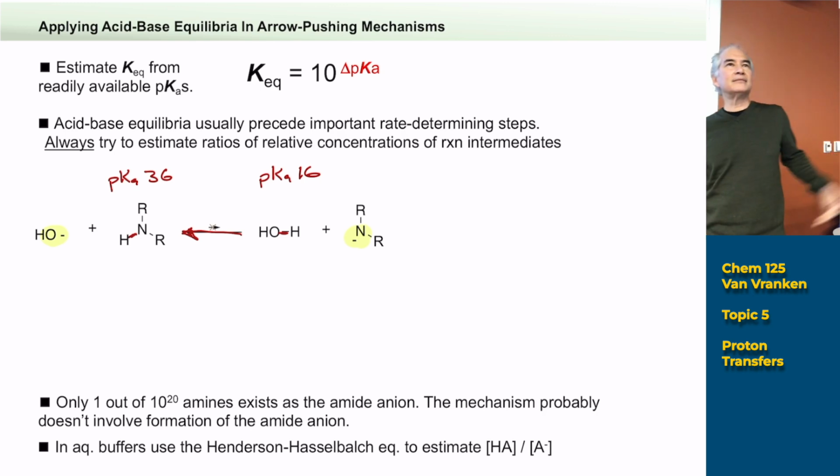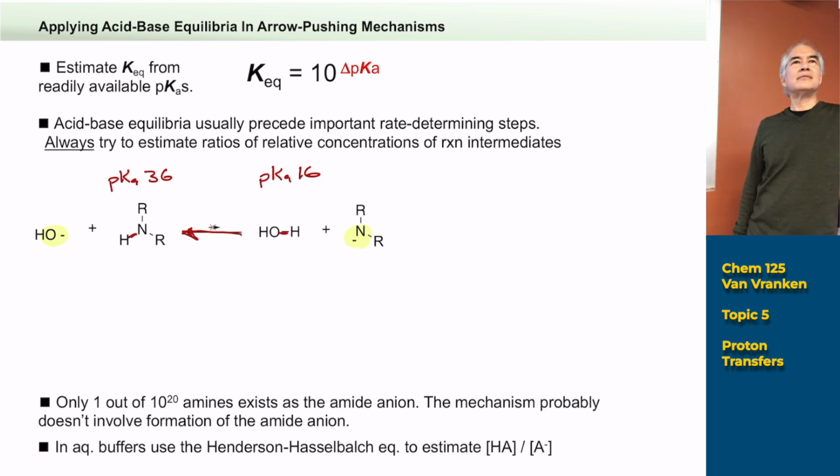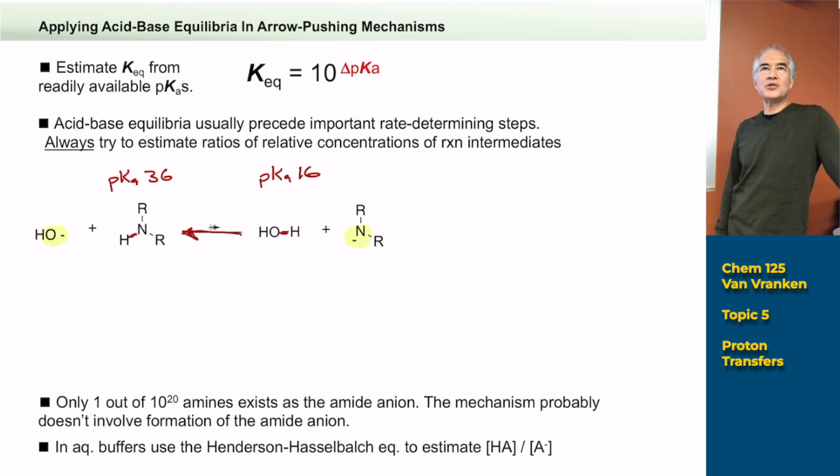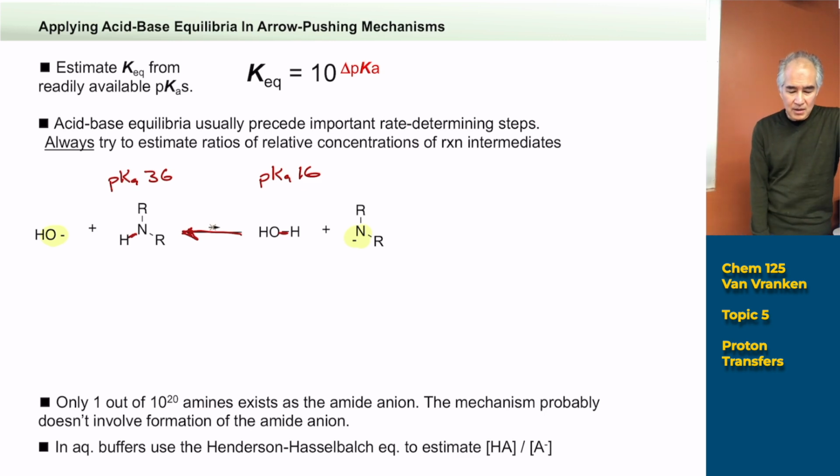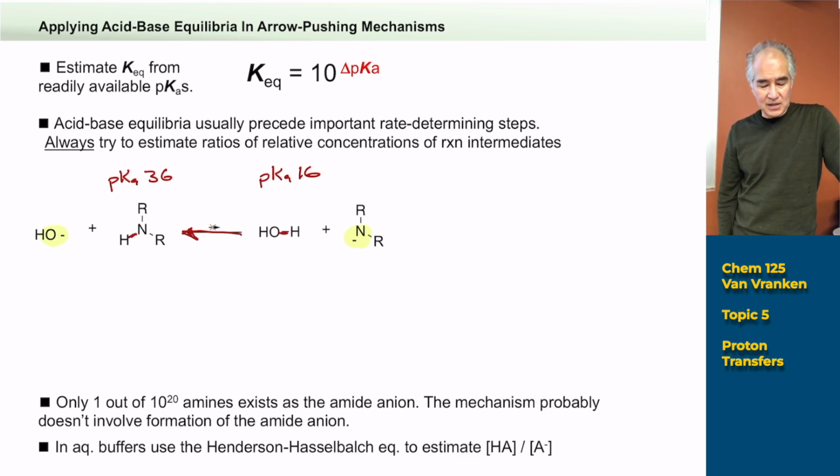Water's more acidic. There you go. We know the direction of the equilibrium. We got two acids. Each one's trying to donate a proton. Stronger acid's going to win. So we already know the direction of the equilibrium. But what we don't know is what are the amounts of each of those species?